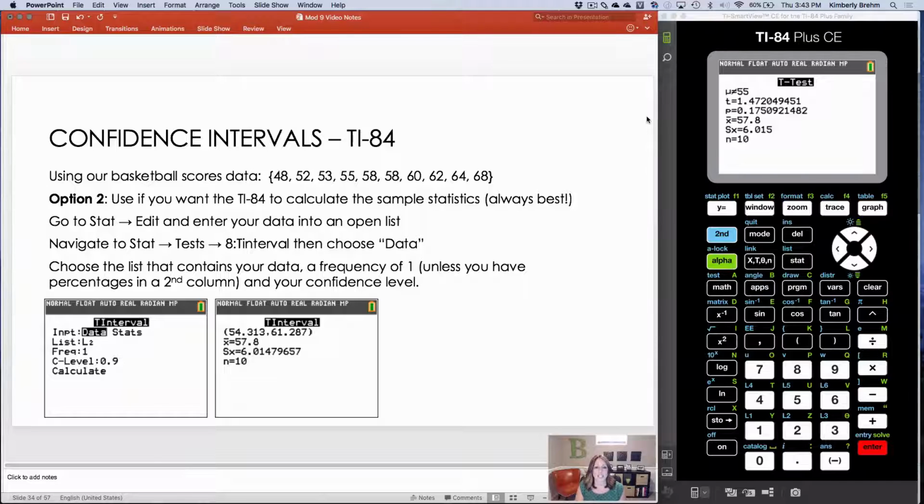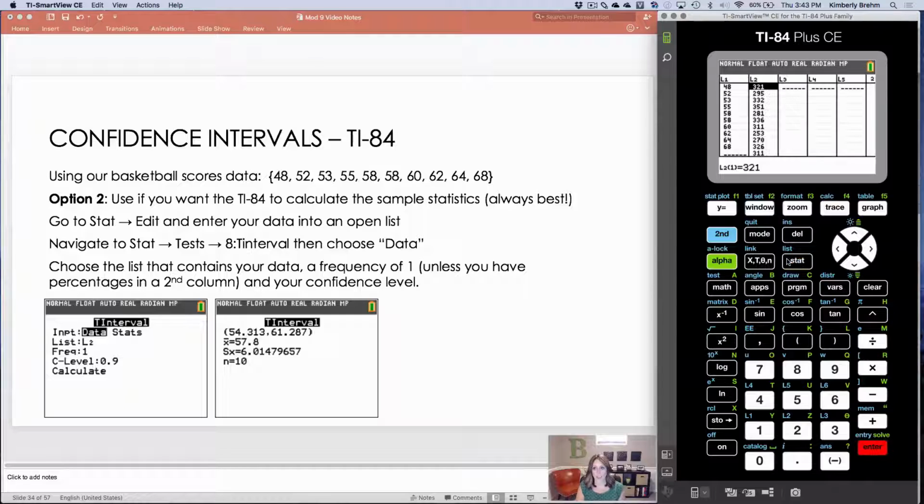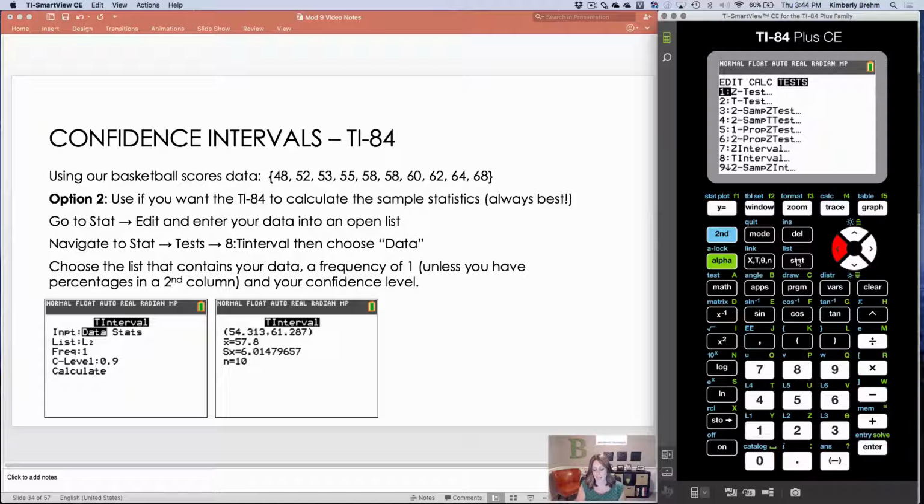Now, just as we did with StatCrunch, if you actually have the data, that's the better way to go. So if you go to Stat and Edit, as you can see, I have this basketball data in my L1. So I'm going to let the calculator do the work for me. I'm going to go to Stat, Tests, and 8, just as I did before. And in this case, I'm going to choose Data instead. And remember that data was in my list 1. And remember my confidence level was 0.9. And so then I'm going to calculate. And again, notice I get the same values.